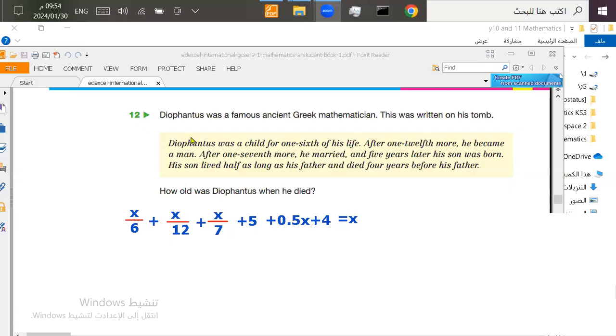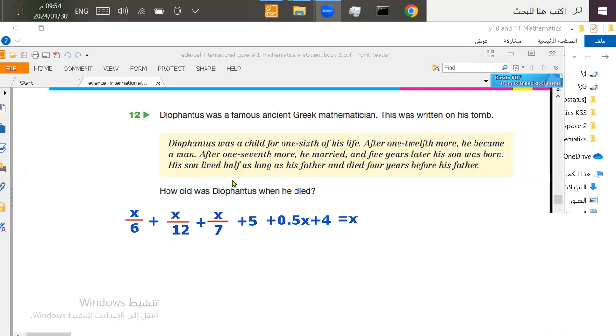Okay, so for this question, we said that this guy, his name starts with a D, it's a long name, Diophantus. Diophantus was a child for 1/6 of his life. This is the 1/6, okay? After 1/12 more, he became a man. After 1/7 more, this is 1/7, he got married. And 5 years later, his son was born.